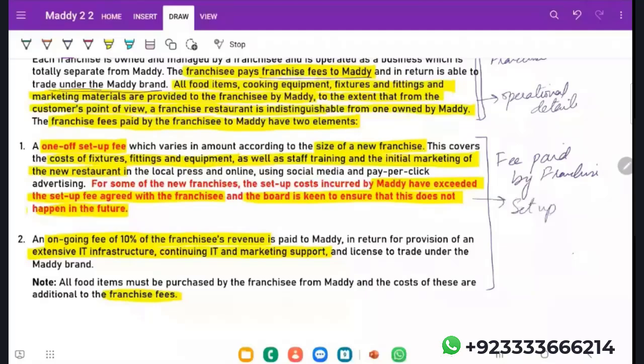All food items must be purchased by the franchisee from Medi, and the cost of these is additional to the franchise fee. So this is something which is not part of your payment. Do you think that there's one more problem in this question, in this scenario?